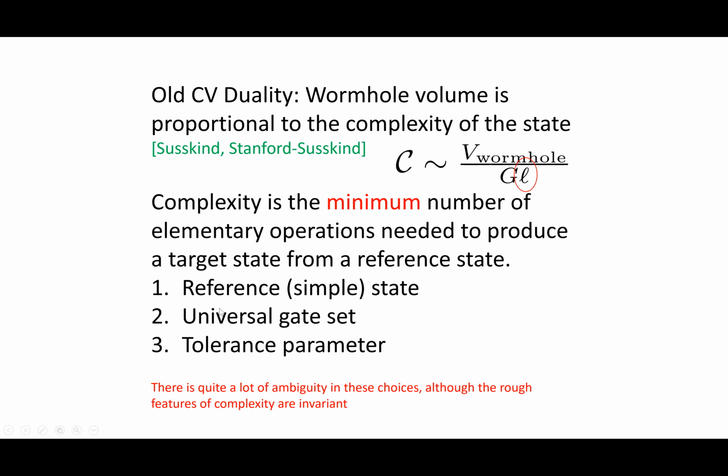For example, you need to choose where to start. That's called the reference state. You need to choose how you can move around, like what gates you allow. That's the universal gate set. And in general, you may not be able to exactly replicate the state of interest, but only approximately. So there could be some tolerance parameter. So there's quite a lot of ambiguity in this definition. I mean, there are a lot of choices you have to make.